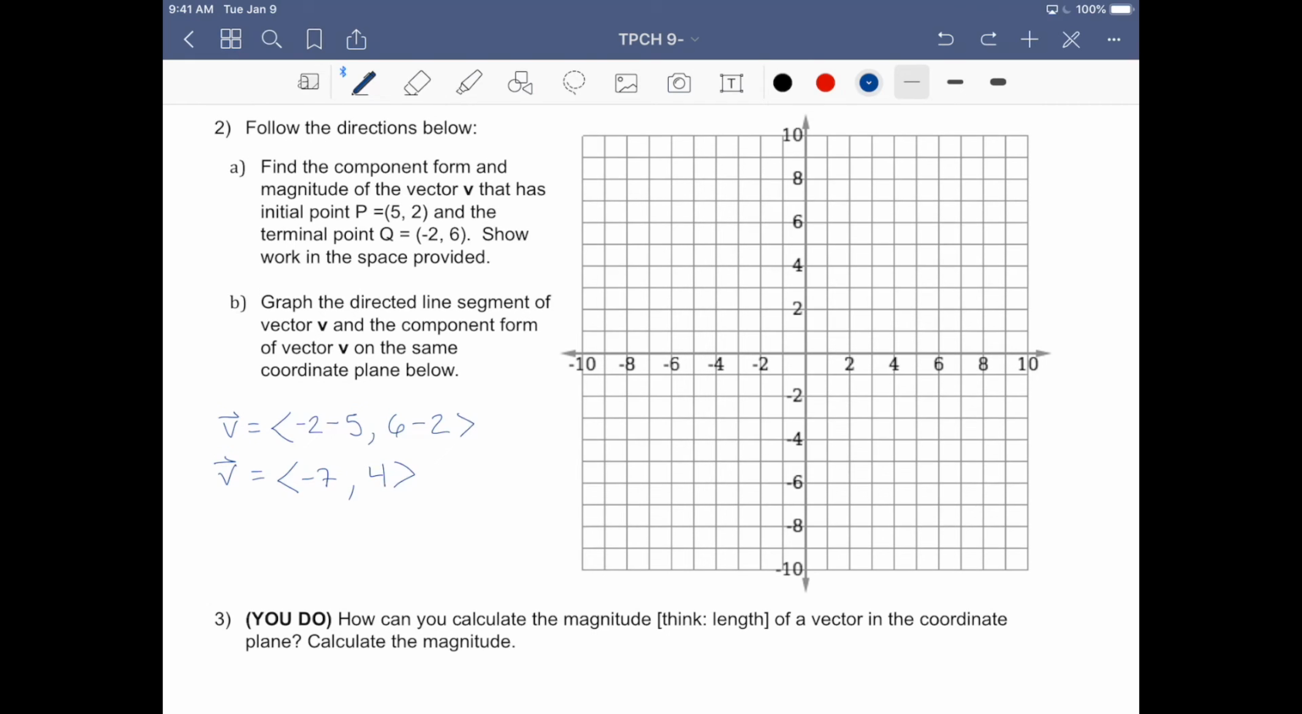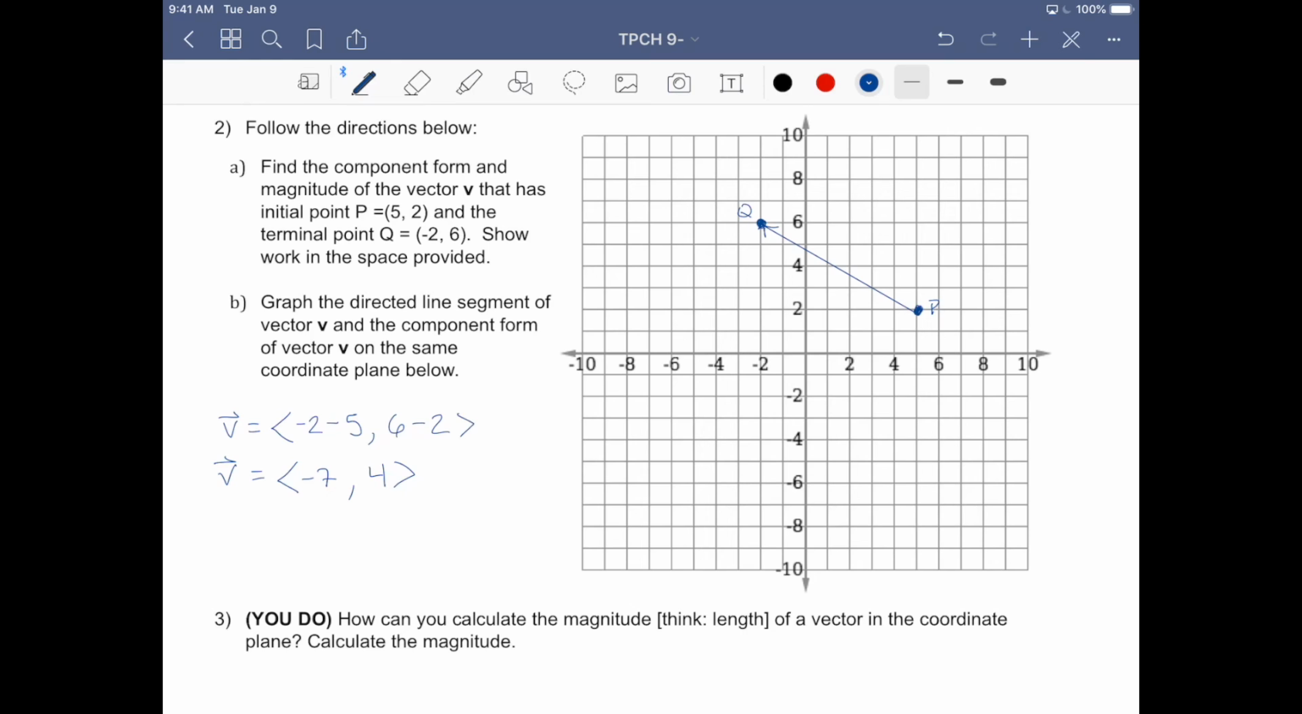When I draw this vector, I'm going to be drawing the standard position of that vector. 2b, graph the directed line segment of vector v and the component form of vector v on the same coordinate plane. So I'm going to graph the directed line segment as well as the standard form of the same vector. First, I'm going to plot 5, 2. That was my initial point in my directed line segment. And then my terminal point was negative 2, 6. So that's P, that's Q. Use a ruler to draw a line from the initial point to the terminal point. And that is my vector as a directed line segment.